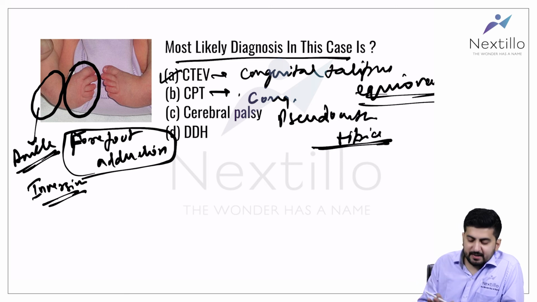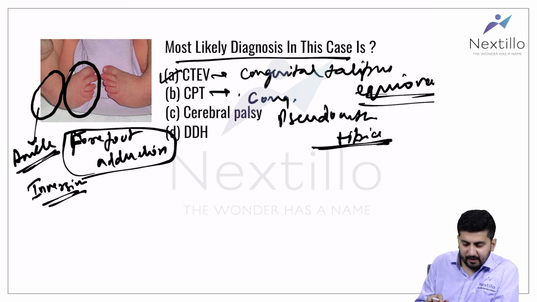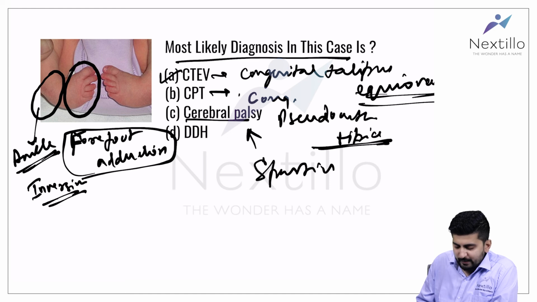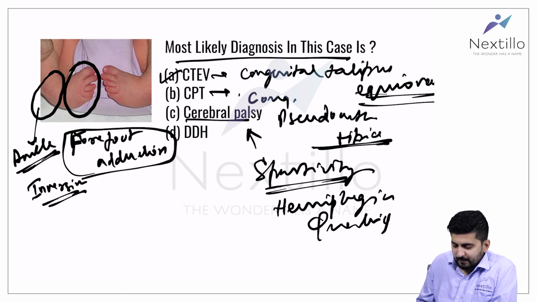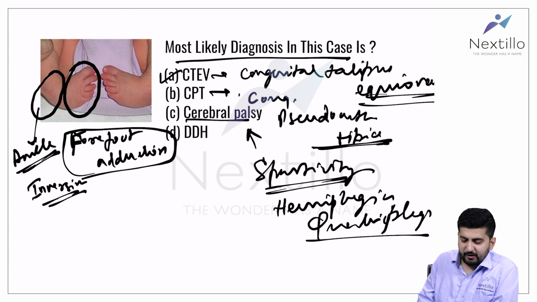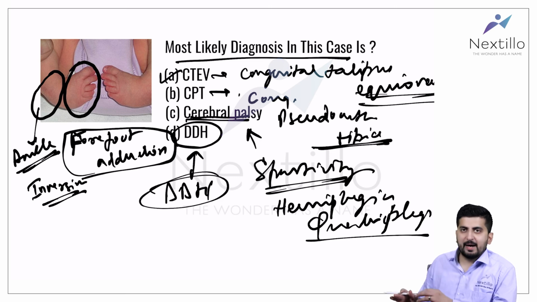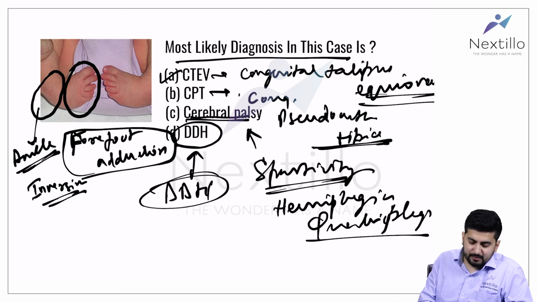but its clinical presentation is very different from that of a CTEV. Cerebral palsy can have varied presentations, but it is usually associated with spasticity of lower limbs and hemiplegias or quadriplegias, but this kind of presentation is not there in a case of cerebral palsy. Now DDH is developmental dysplasia of hip, and that involves the hip joint. So in this scenario, the best answer is CTEV.